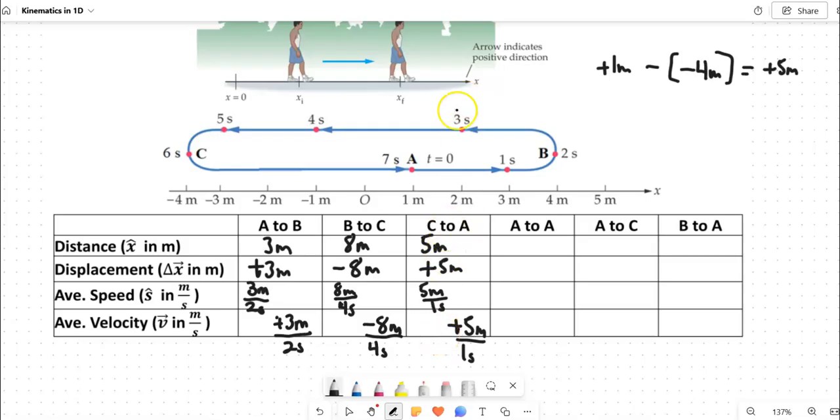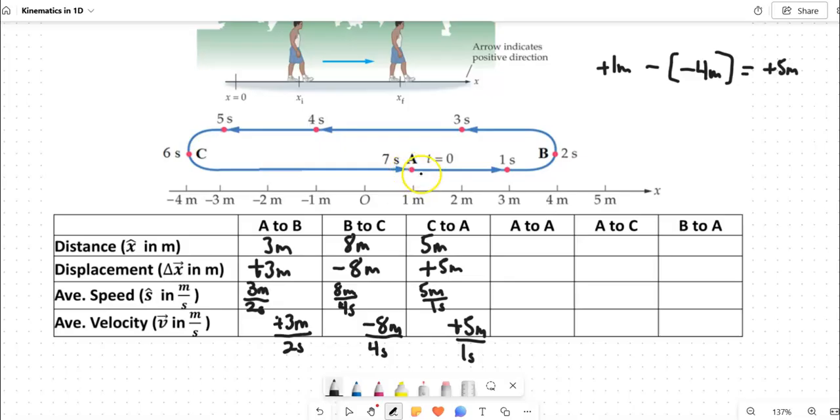Now, going the total distance from A to A. Well, now you're changing directions, and when you change your direction, that's when these numbers don't really work out to be the same. You won't have the same distance as you will displacement. Okay, so if you walked, here's what I mean.